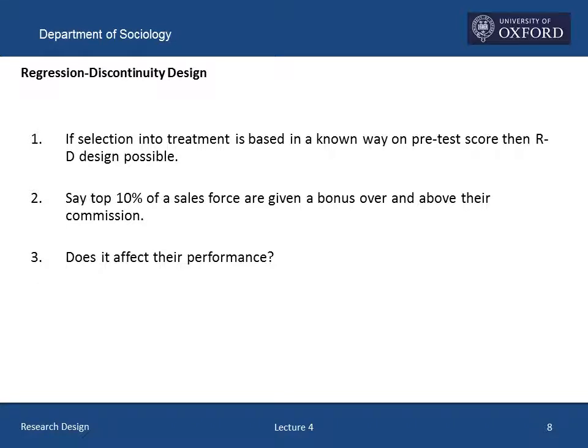Sometimes we can use selection into treatment that is based on pretest scores to our advantage in a so-called regression discontinuity design. Say that the top 10% of a company's sales force are given a bonus over and above their normal commission and salary. The management wishes to evaluate whether this has a positive effect on their salesperson's performance.